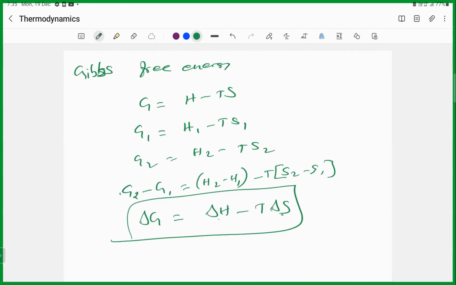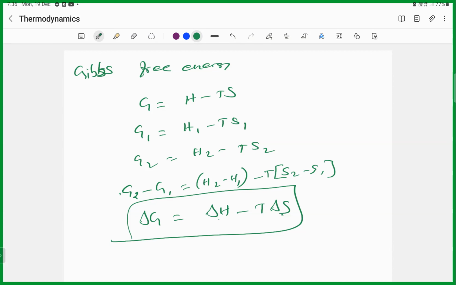So what is Gibbs free energy? Gibbs free energy is the thermodynamic quantity of a system that decreases in value during a process, equal to the maximum possible useful work that can be obtained from the system. So this is the equation for that.